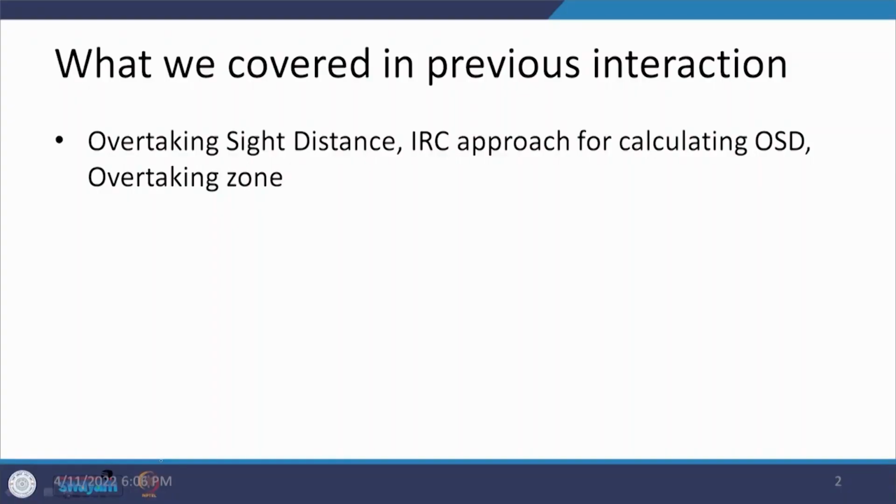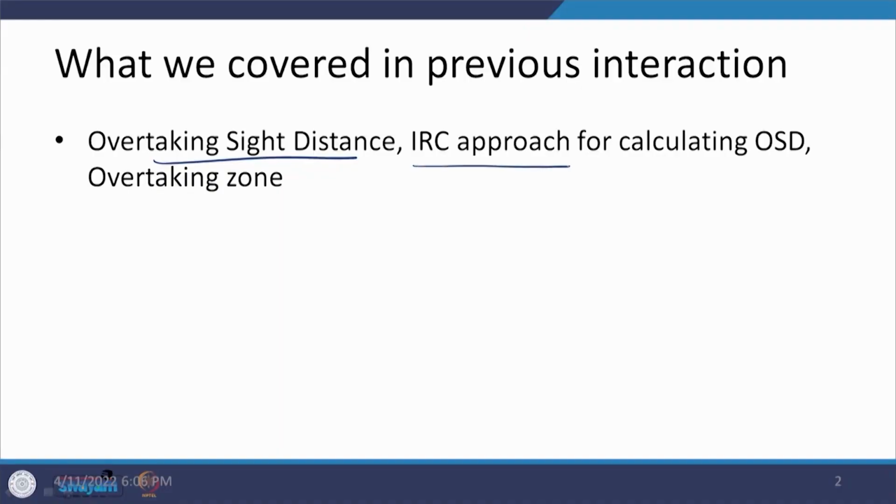Dear students, we are back to the class of geometric design and we are going to discuss the side distance requirements in this particular interaction also. If we look back at what we discussed in the previous interaction, we focused on the overtaking sight distance. While discussing it, we talked about the various interactions of the vehicles within a lane and from the opposite lane, and we calculated the OSD value on the basis of the approach given by Indian Roads Congress.